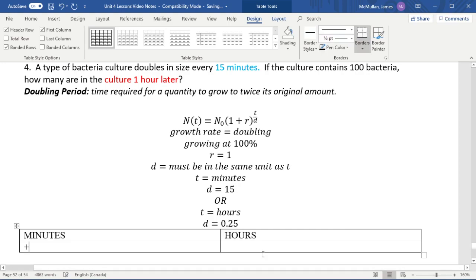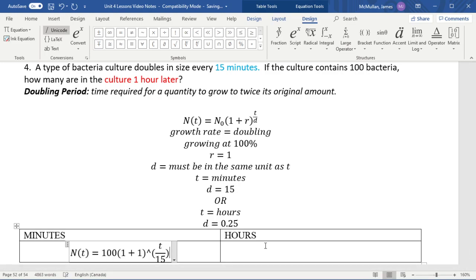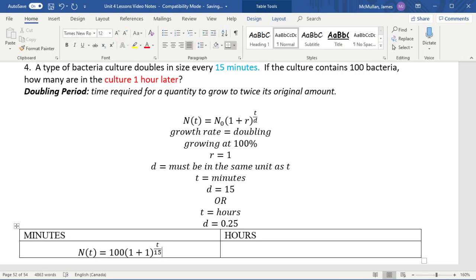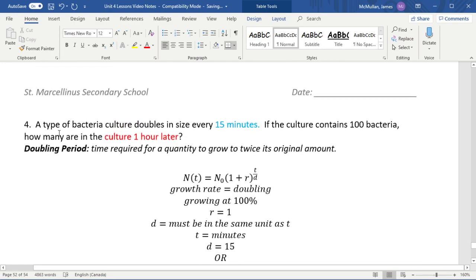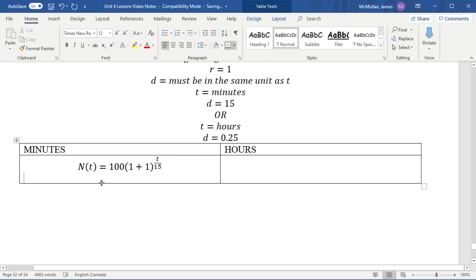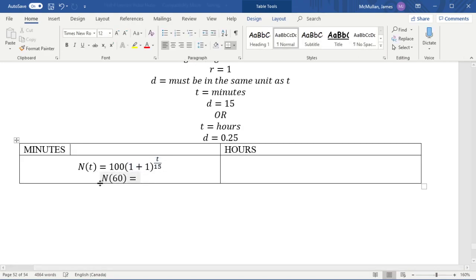So in minutes, my equation would look like this. N of T is equal to 100 bacteria times (1 plus 1) to the power of T over 15. Now, my question says, how many bacteria are in the culture 1 hour later? If I'm measuring that in minutes, I would want to plug in N of 60, because 60 minutes is 1 hour, right? So in the minutes solution, T is going to be equal to 60.